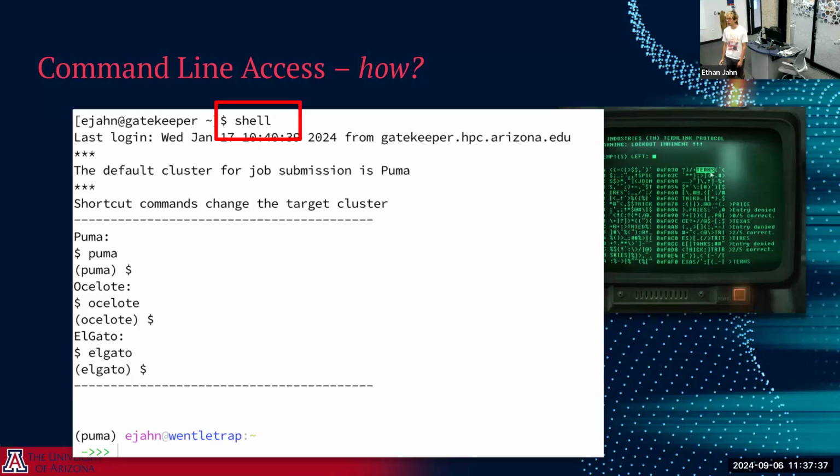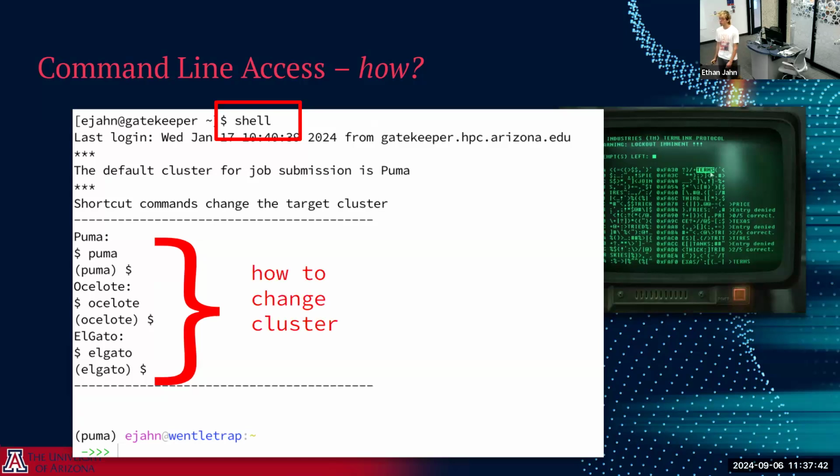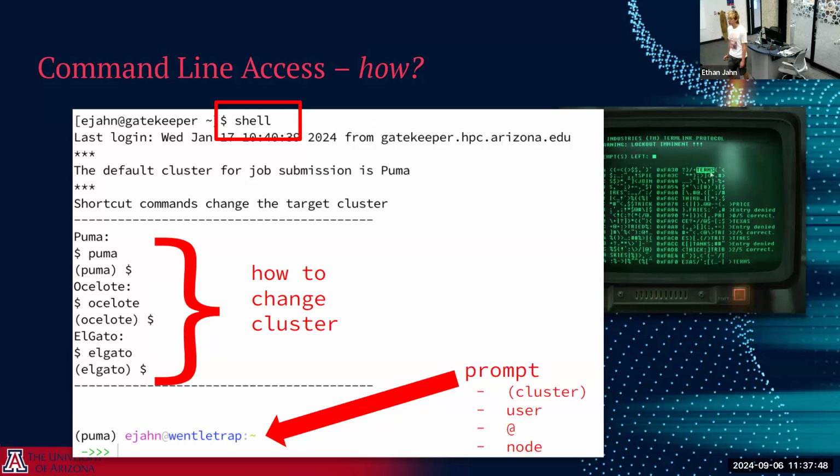So there's the command shell. And here is some more information about how to switch which cluster you are accessing. And then down there at the bottom is the prompt. That's what it's called. So you see in parentheses on the left, it says Puma. That's the type that you're on, then it says your username at, and then some word. So that word here is Wenteltrap.